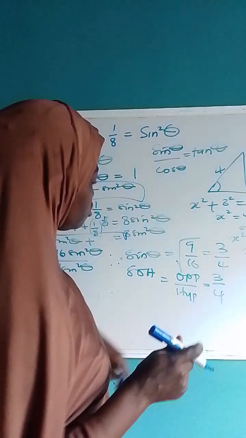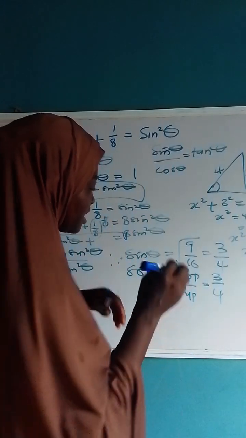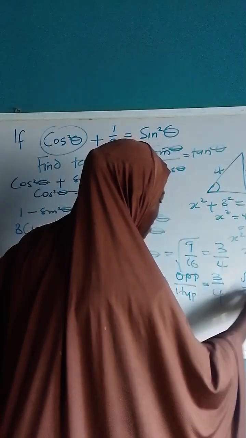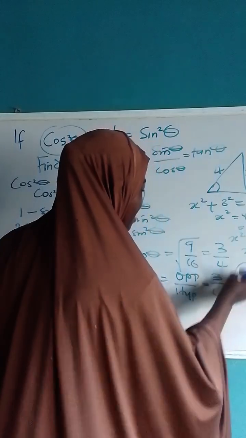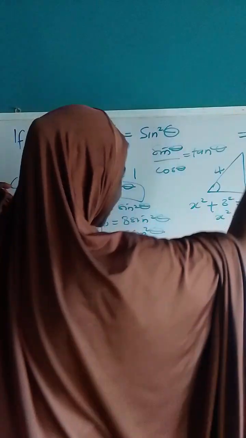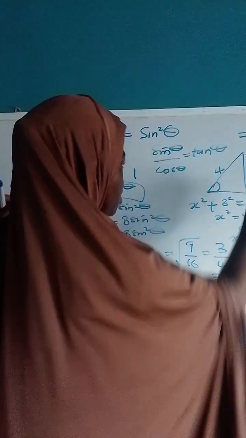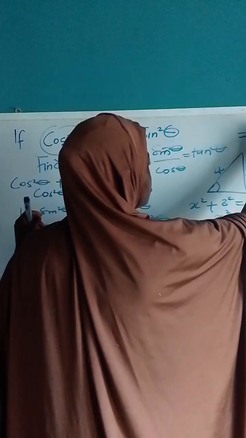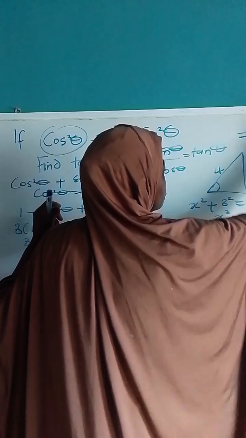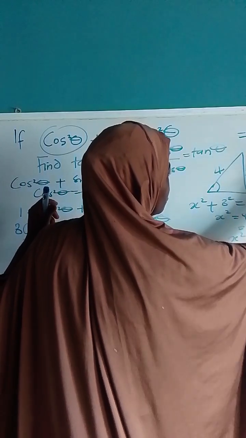The next thing is that we are looking for cos, which is adjacent over hypotenuse. So our adjacent is root 7 and our hypotenuse is 4. To now get our tan theta, which we are asked to find, it is going to be sin theta, which is 3 over 4, over cos theta, which is root 7 over 4. So it means 3 over 4 times 4 over root 7. So 4 cancels 4. So the tan theta we are looking for is 3 over root 7.